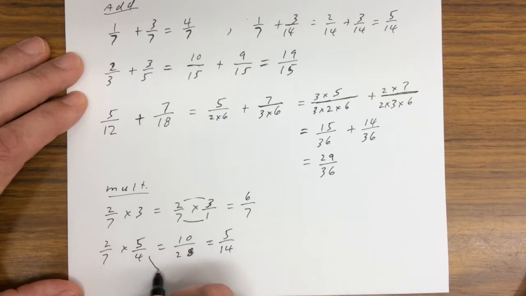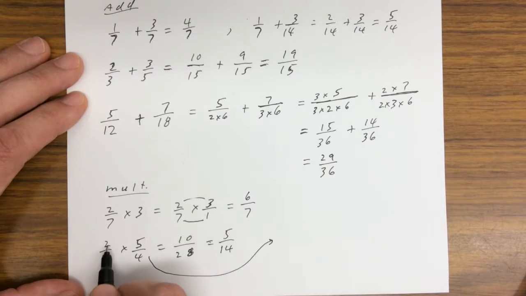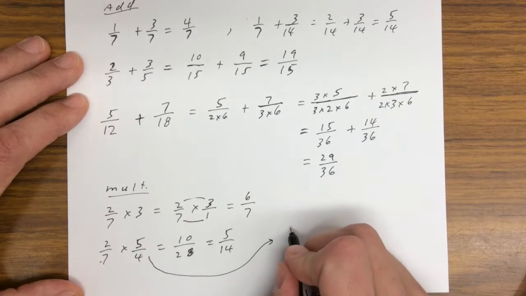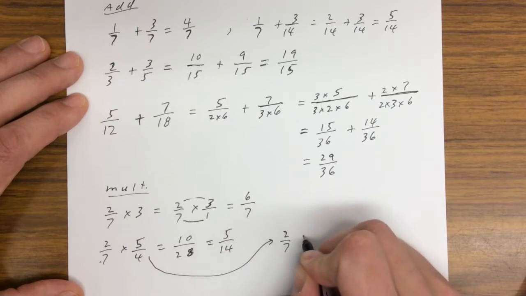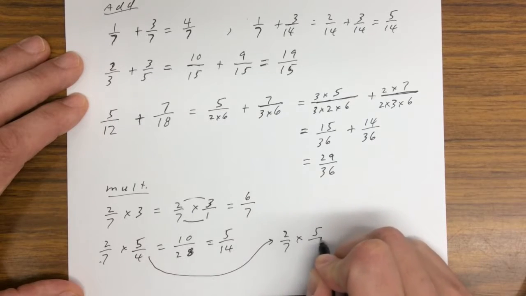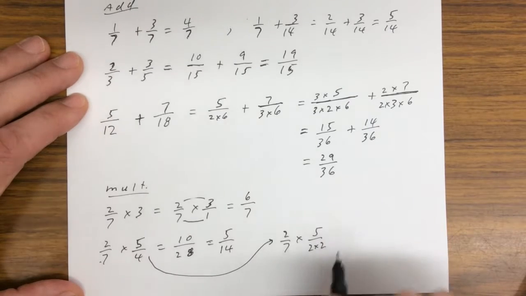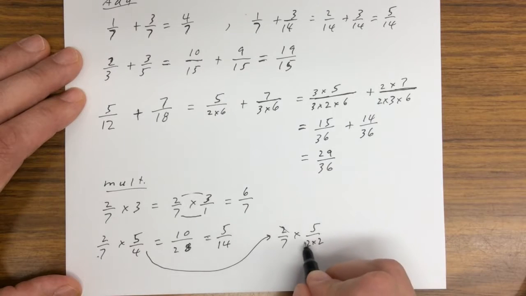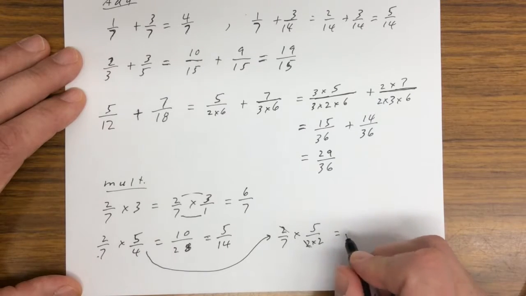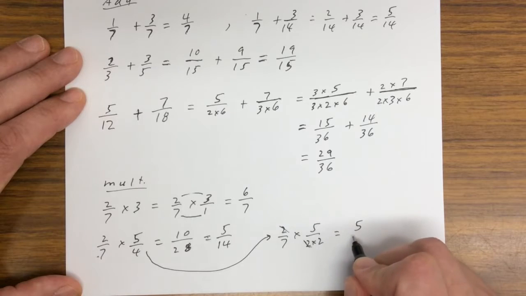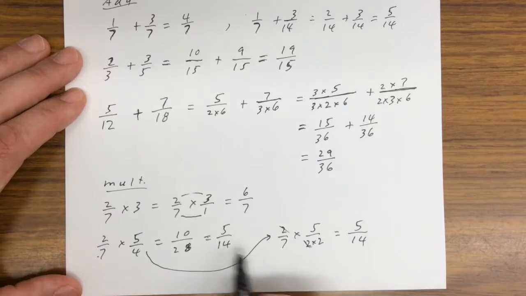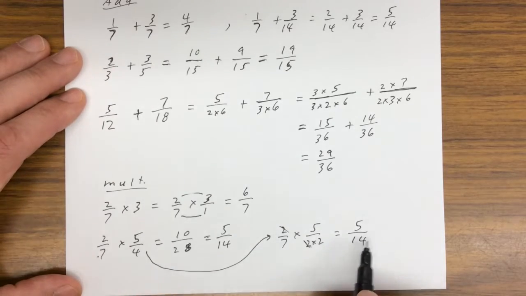Now the better way of doing this is over here. Look at these numbers on the top and the bottom. The 5 and the 7, well, they're not factors of each other, but the 2 and 4, the 2 is a factor of 4. So you could do this as 2 over 7 times 5 over 2 times 2. Okay? And then these 2's just cancel out, and you end up with 5 on the top, and 7 times 2 on the bottom, which is 14. So you can get right to the lowest fraction that way.